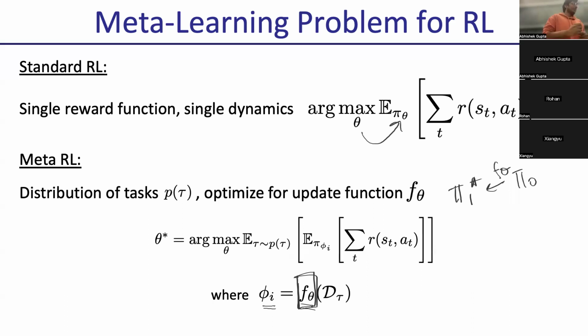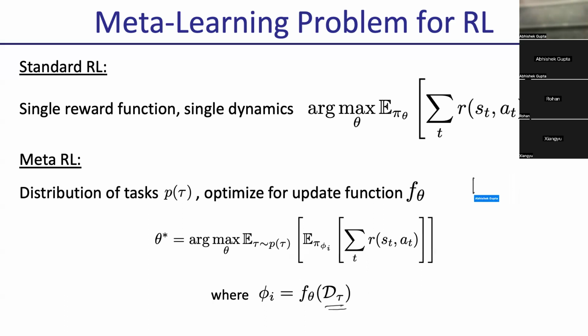Does the update consider different reward functions? Yeah, different reward functions. You could have different dynamics, right? Anything in the MDP can be different. But that is reflected through the data that you collect in the environment. So you have to get feedback from the environment, right? Just like in standard RL.